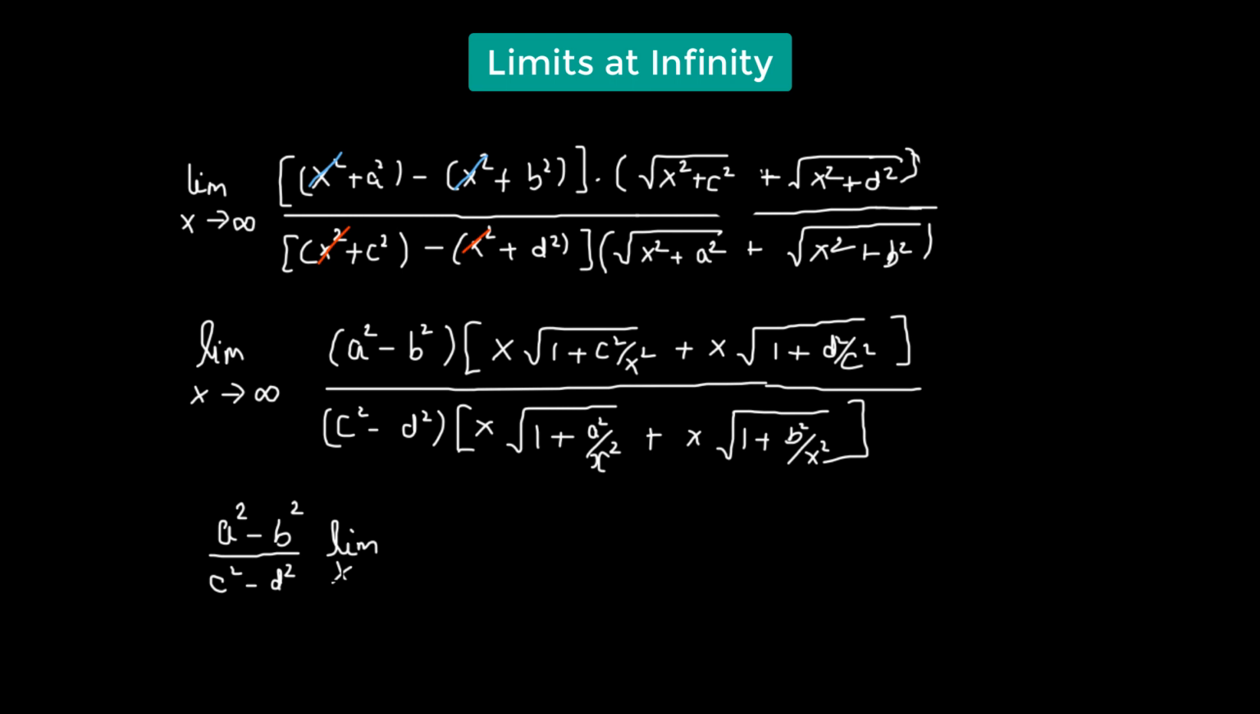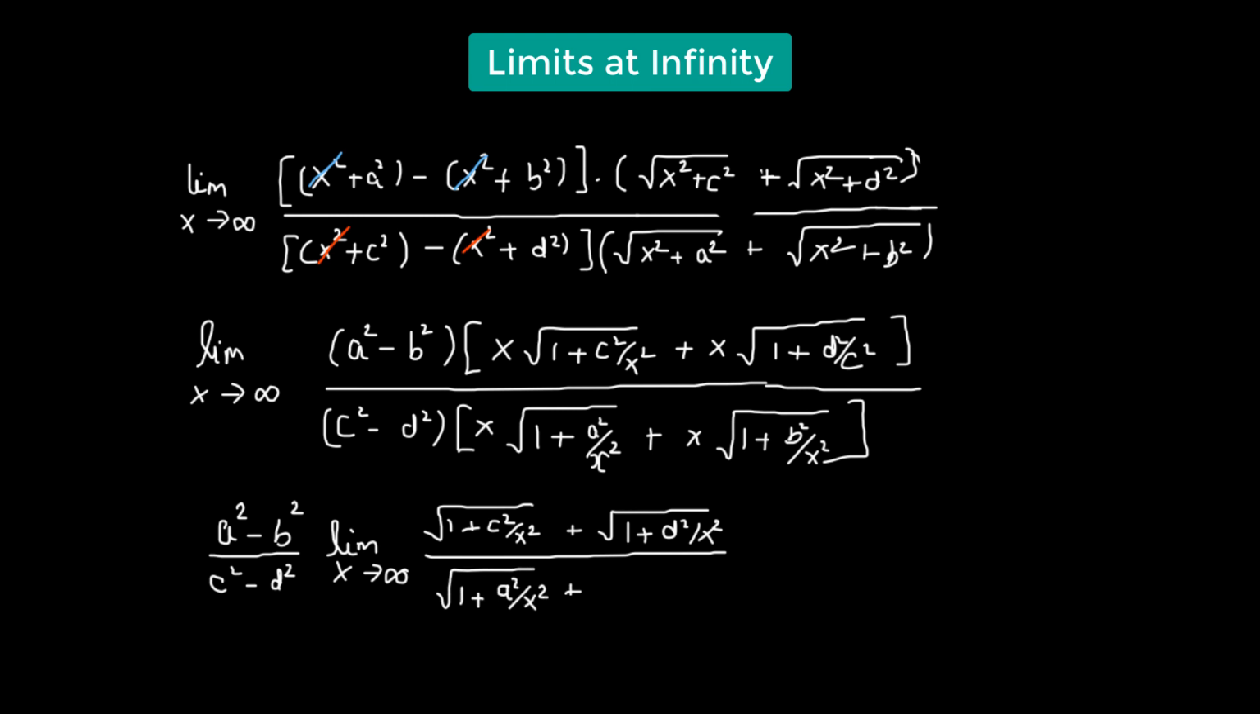So we have limit x going to infinity. Now we can divide each of the terms in the numerator by x, and similarly each of the terms in the denominator by x. So that is going to leave us with square root of 1 plus c squared over x squared plus square root of 1 plus d squared over x squared, whole thing divided by the square root of 1 plus a squared over x squared plus the square root of 1 plus b squared over x squared.